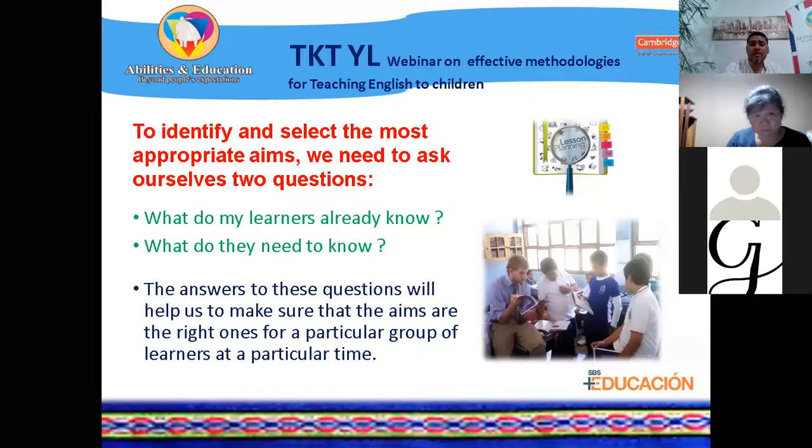The answers to these questions will help us to make sure that the aims are the right ones for a particular group of learners at a particular time.